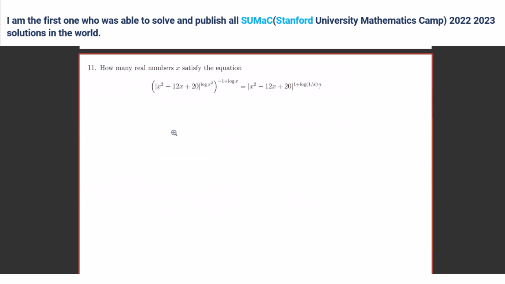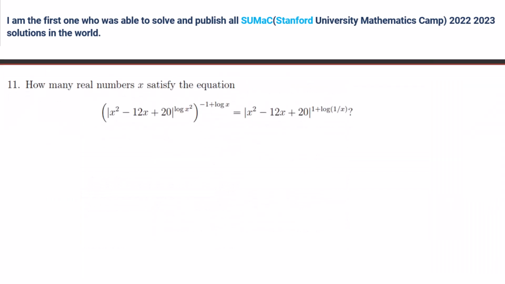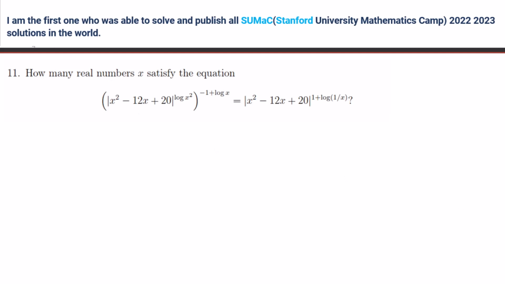Okay, let's maximize. It says how many real numbers x satisfy the equation. Okay, it says what? It says this to the power of this is this one, right?